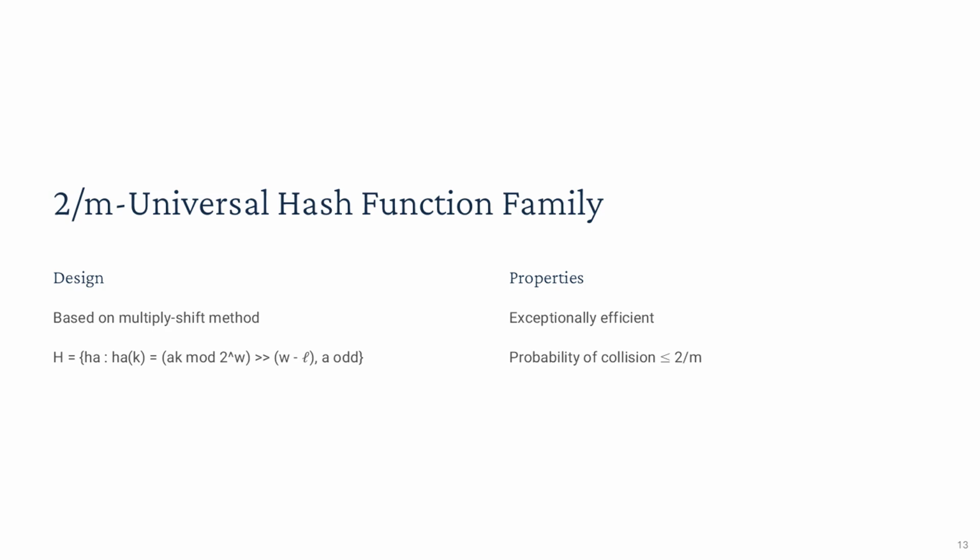The 2 over m universal family is an extension of universal hashing, based on the multiply shift method. Hash functions in this family are expressed as h sub a of k equals the floor of the product of a times k, modulo 2 raised to the power of w, shifted right by w minus l. Here, w is the word size, l is the desired hash value size, and a is an odd constant. This method ensures that the probability of collision between two distinct keys is at most 2 over m.